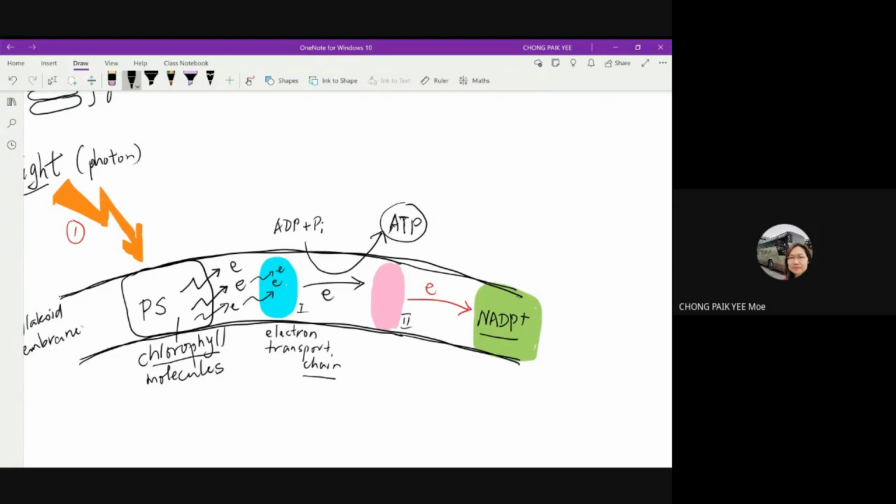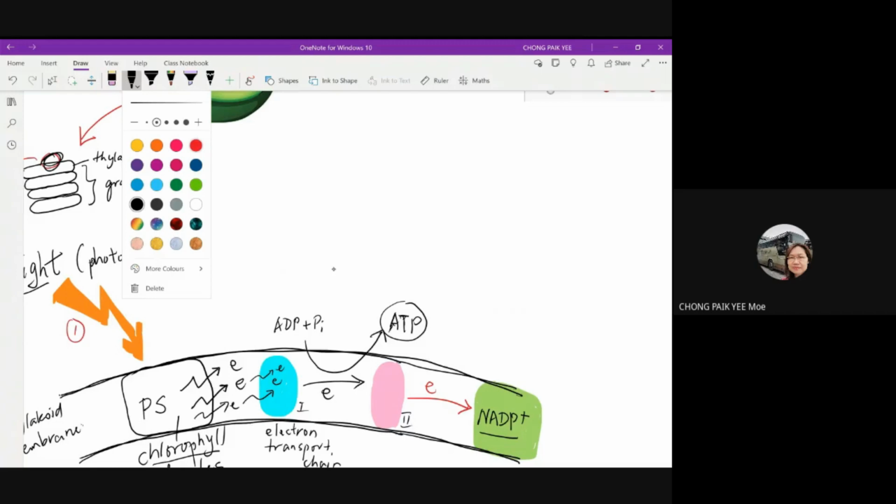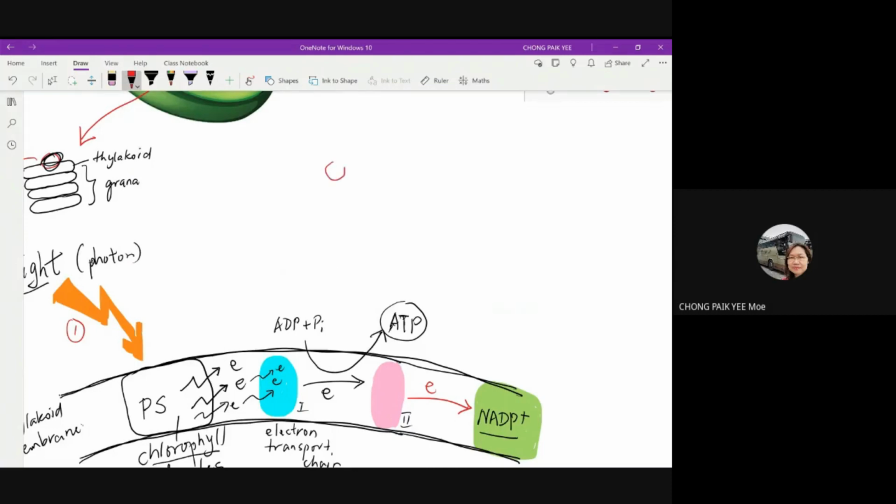So what happens here? This NADP+, besides receiving an electron, also receives hydrogen. Now, where does the hydrogen ion come from? This is water. I'm drawing a molecule of water. Water is very important in the process of photosynthesis. Girls, if you do not have water, photosynthesis cannot happen. It is one of the basic requirements.